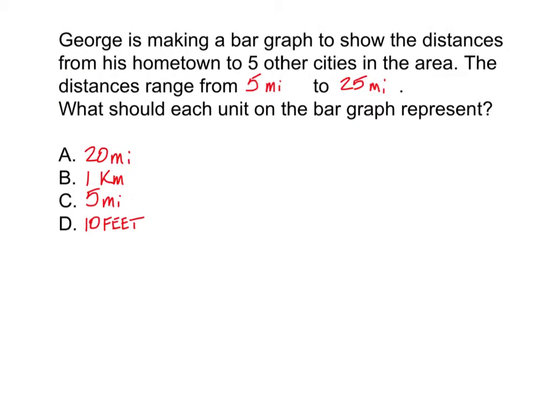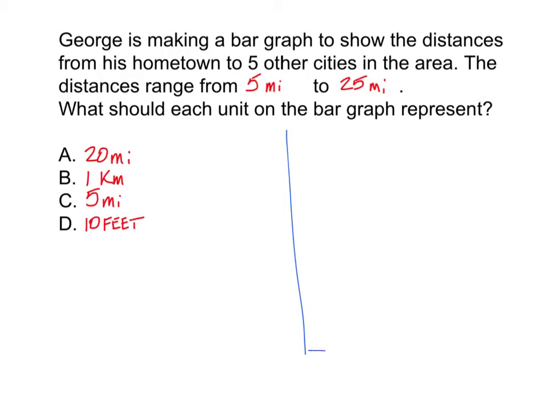So George is making a bar graph to show the distances from his hometown to 5 other cities in the area. The distances range from 5 miles to 25 miles. What should each unit on the bar graph represent in terms of the y-axis? And it's one of these choices through here. Stickler says C.